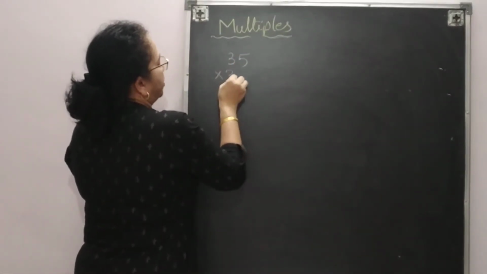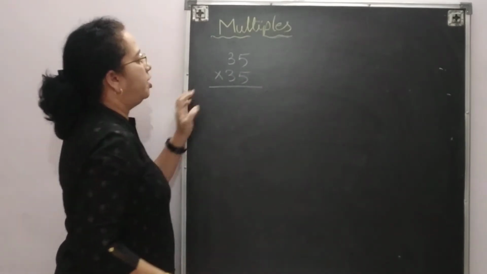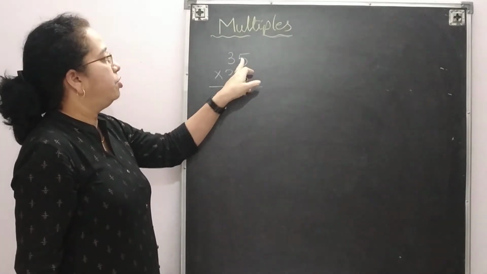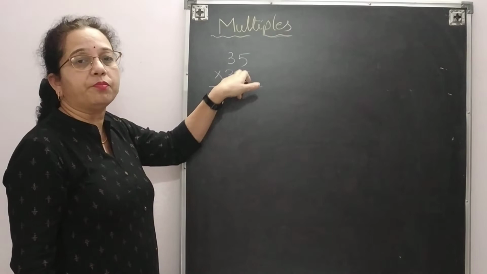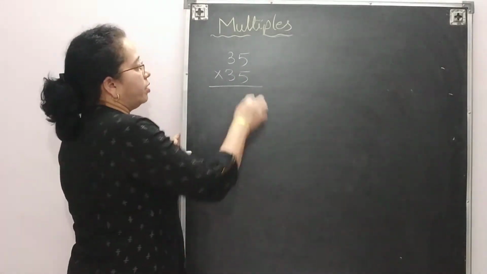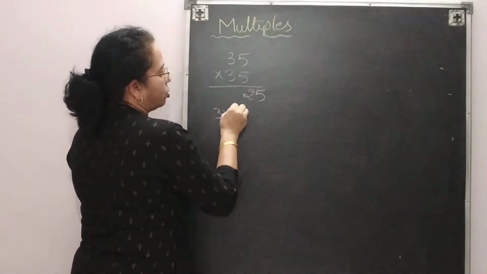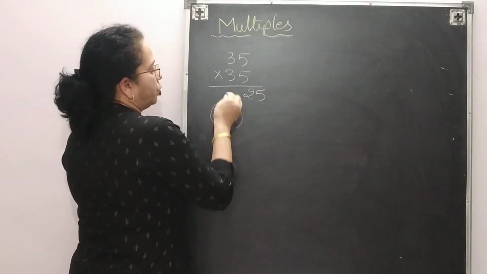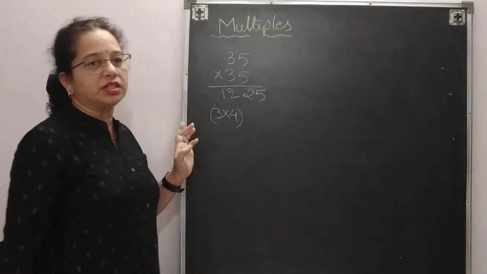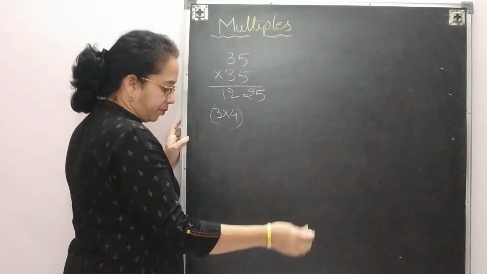35 multiplied by 35. If you are multiplying the same number and your unit place digit is 5, that is compulsory that unit place digit should be 5. So 5 5s are 25. Successor of 3 is 4. So 3 4s are 12. So the answer is 1225.